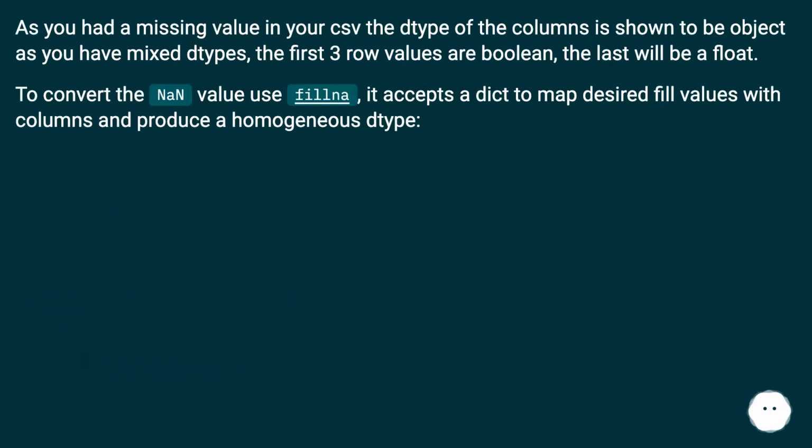As you had a missing value in your CSV, the dtype of the column is shown to be object as you have mixed dtypes. The first 3 row values are Boolean, the last will be a float. To convert the NaN value, use fillna.